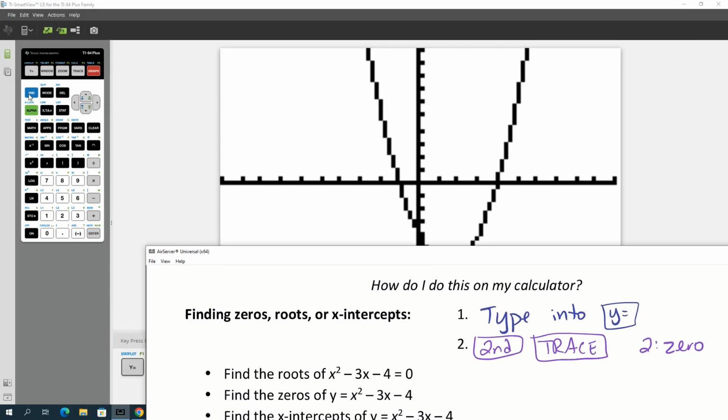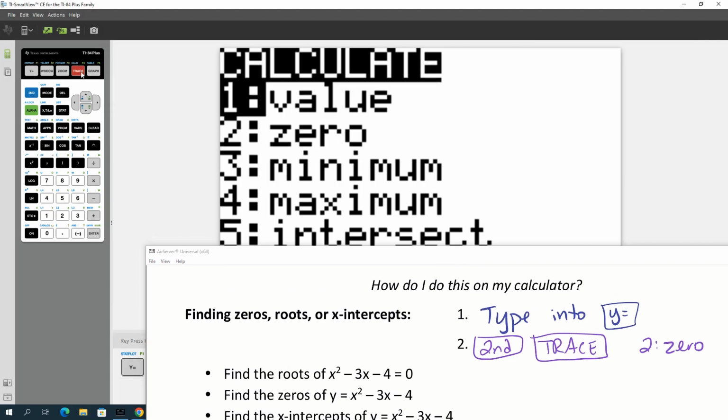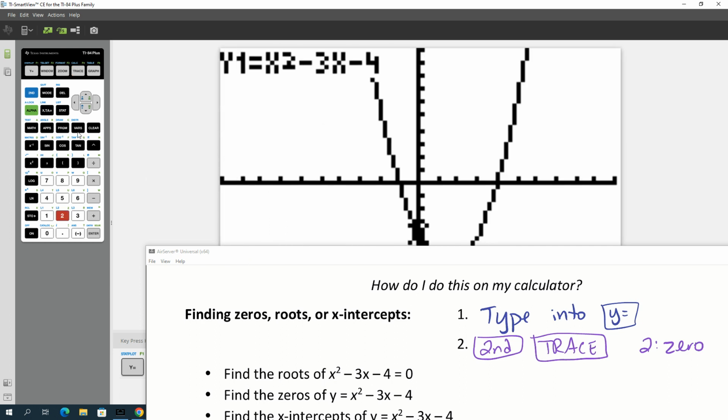Okay. So we're going to hit second and then trace, and we're going to choose number 2. So number 2 finds a zero, a root, or an x-intercept. And you'll get this little flashing cursor. You take it and you go to the left side of the zero and you hit enter. And then go to the right side of the zero and hit enter again. And then enter one more time.